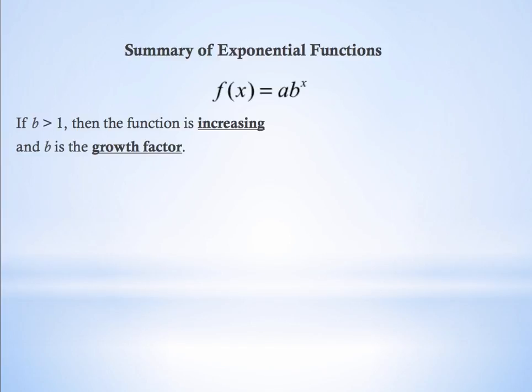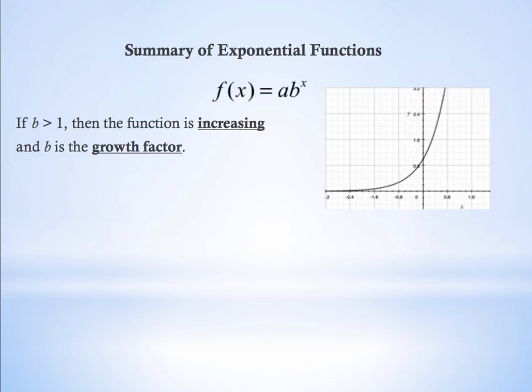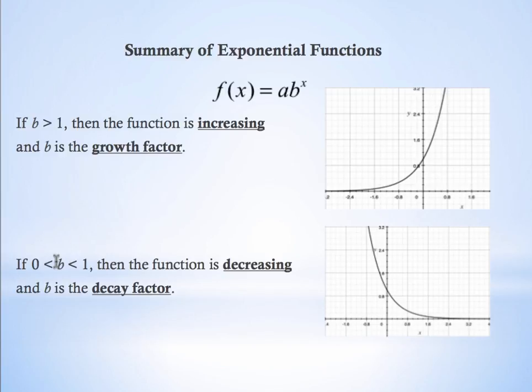If b is greater than 1, then the function is increasing and b is going to be the growth factor. If I have an increasing exponential function, this is the shape. So whether I'm at a base of 2 or a base of 100, all my exponential functions that are increasing are going to have this shape to them. If my base is between 0 and 1, I have a decay factor, and my function will be decreasing. So this will be the shape for my decreasing exponential functions.